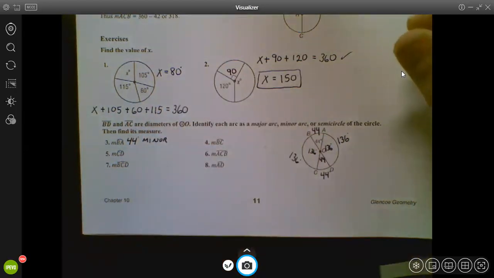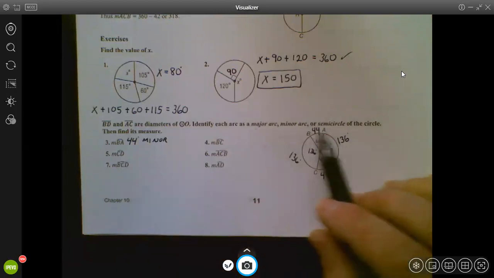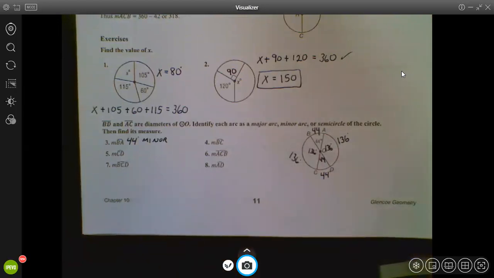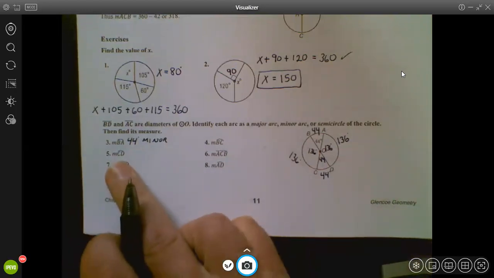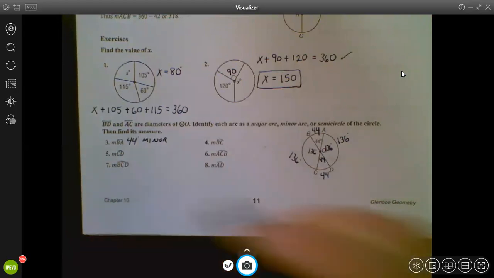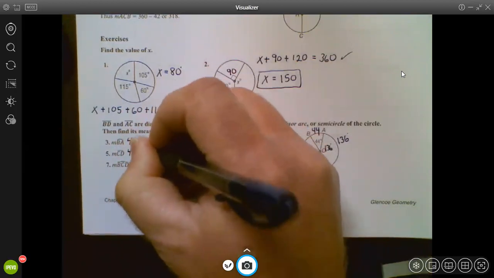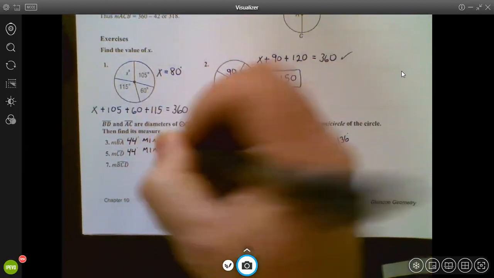Guys, when you run into these in a homework assignment, make sure that you identify that as well. So if they want you to not only give its measure, but also identify what kind of an arc it is, make sure that you do both parts. Let's just keep going down the list here. So arc CD we already identified is also 44. We've already done the hard work here. Just got to fill in the numbers.